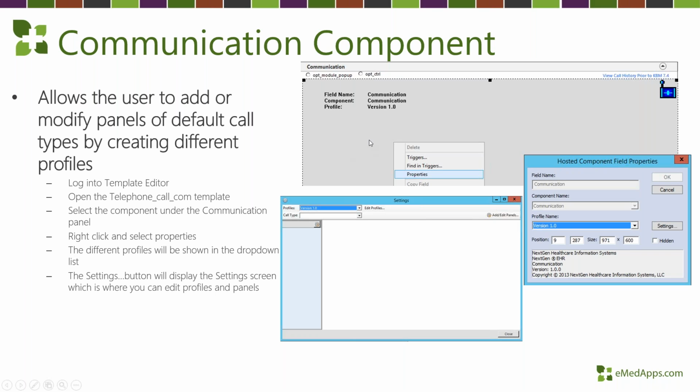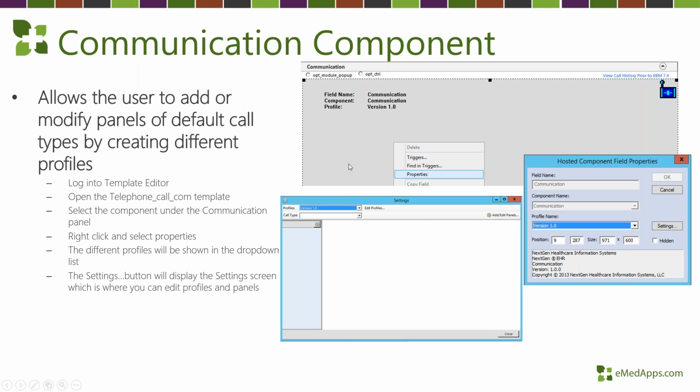Well, you're going to have to take this telephone underscore call underscore com, and you're going to have to actually copy it and make a customized template, because without doing that, you will not be able to save anything on the component. So you're going to log in a template editor. You're going to go and open up the telephone call com template.